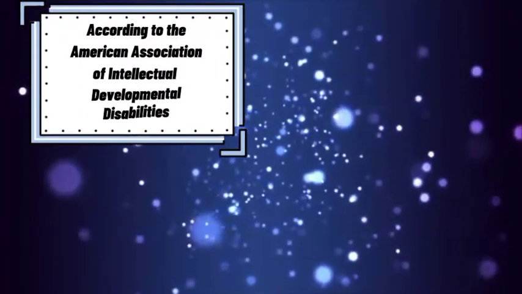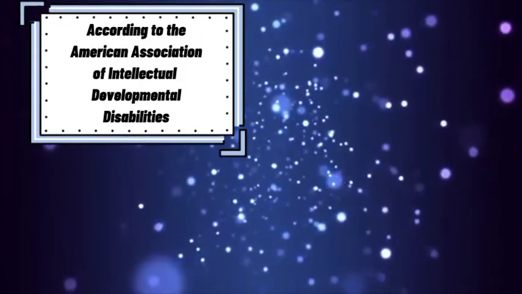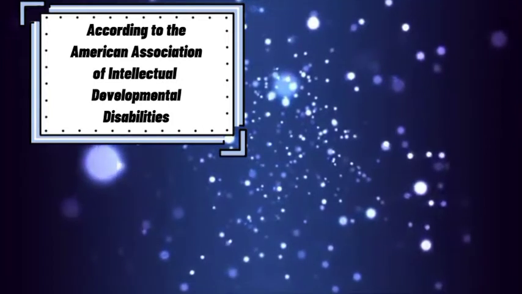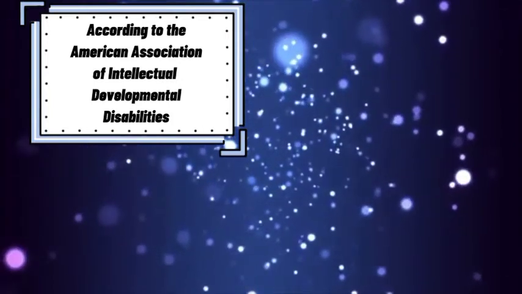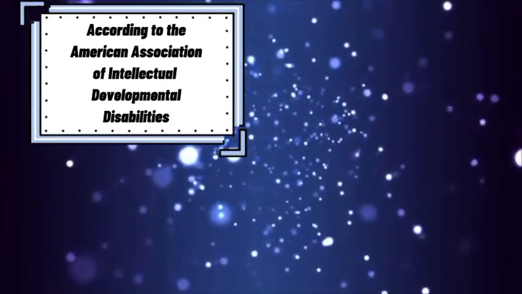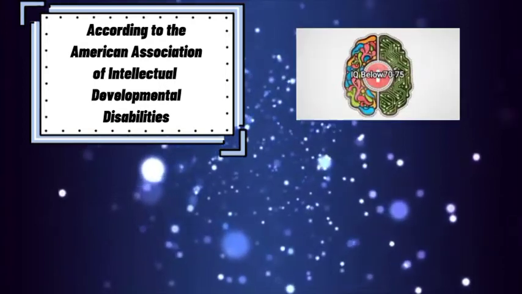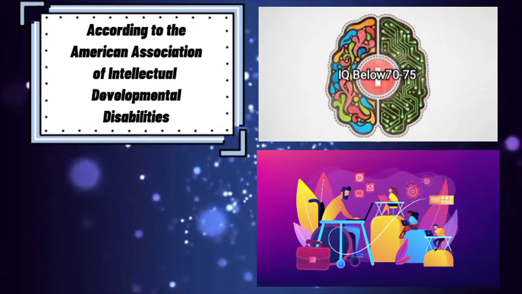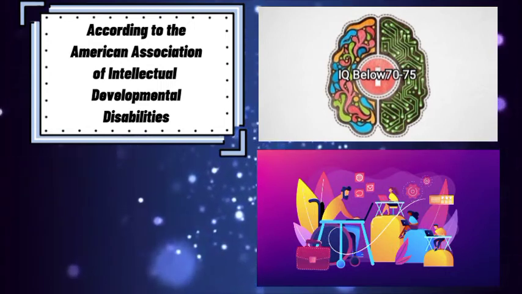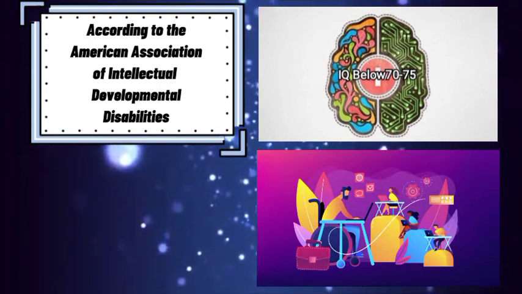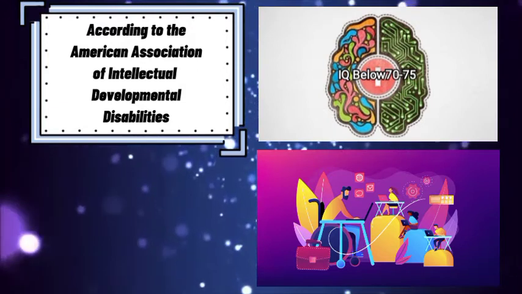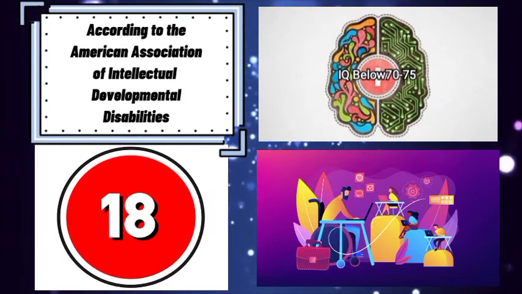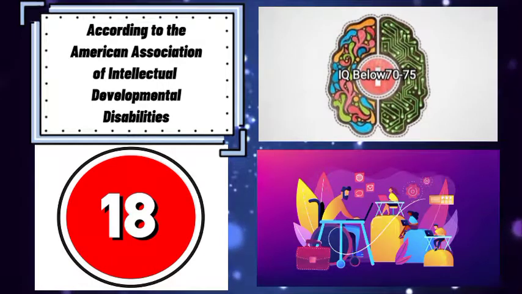According to the American Association on Intellectual and Developmental Disabilities, an individual has intellectual disabilities if he or she meets three criteria. First, IQ is below 70 to 75. Second, there are significant limitations in two or more adaptive areas. And third, the condition manifests itself before the age of 18.